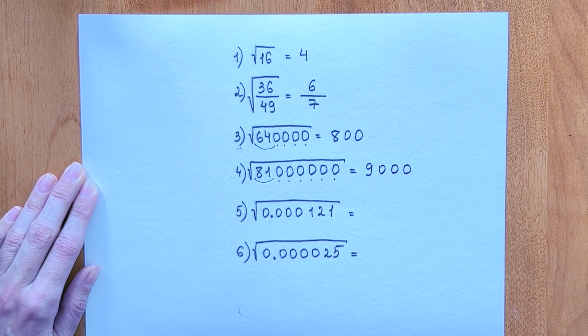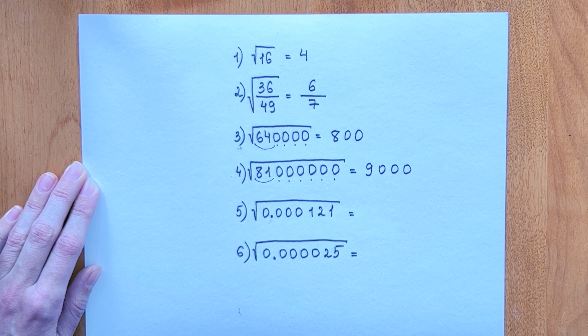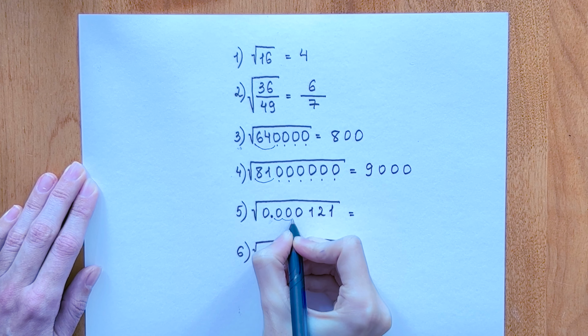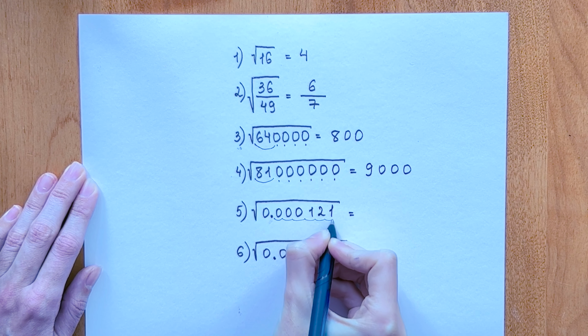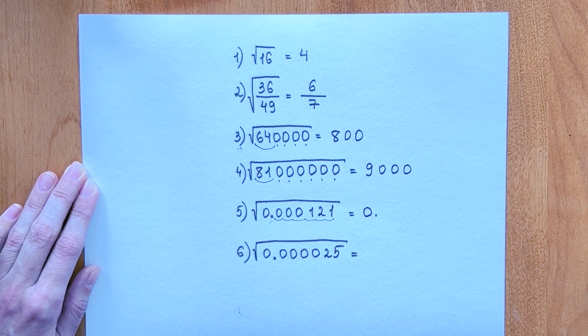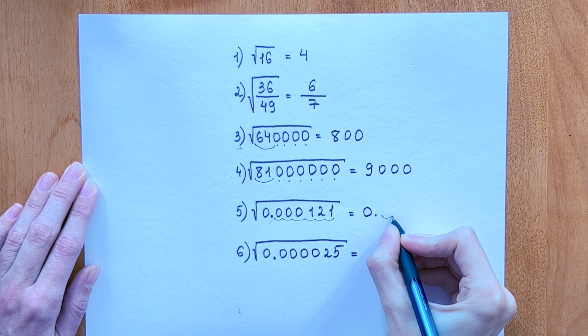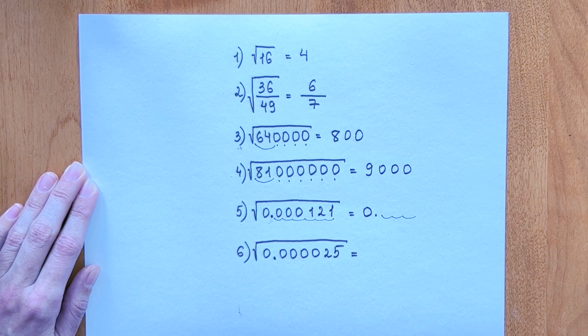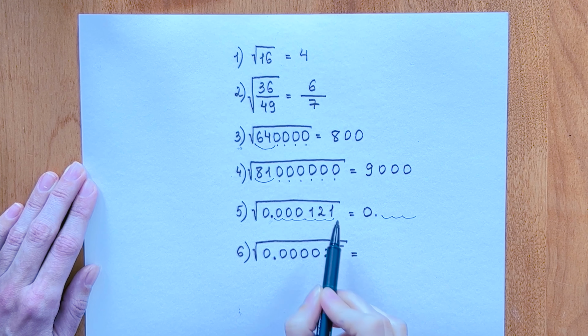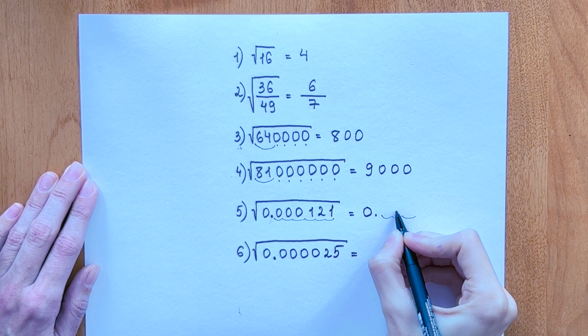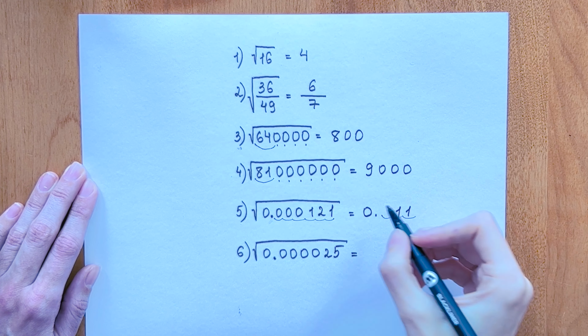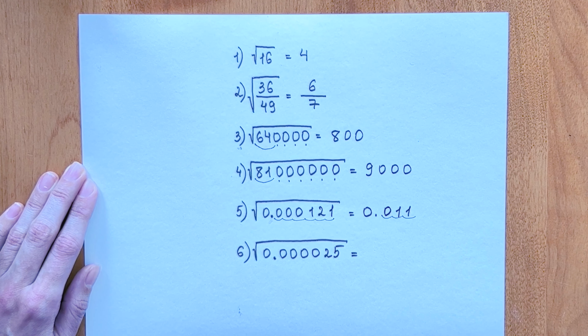The answer is ready. To extract the root of a decimal fraction, we count the number of decimal places. This is 1, 2, 3, 4, 5, 6. Decrease this number by half. This leaves us 3 places. Now drop the zeros and extract the root of 121. And this is 11. And since we already have 2 digits, we'll leave just one more zero.